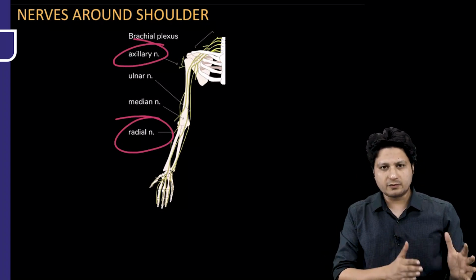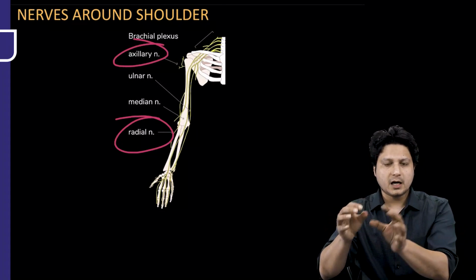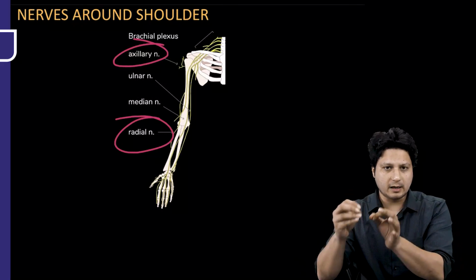So, this is one set. Similarly, with the dislocation of the shoulder, they ask what is the name of the nerve injured. With the fracture of the proximal humerus, they ask the name of the nerve injured.